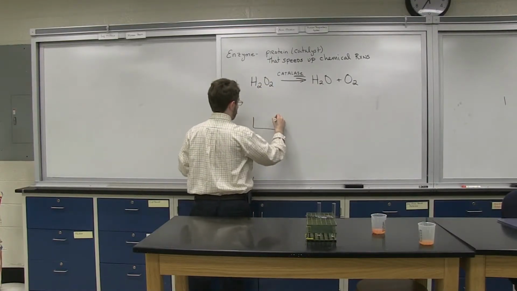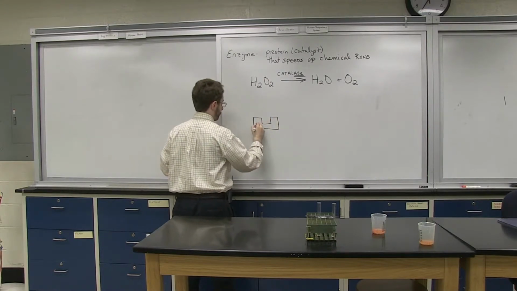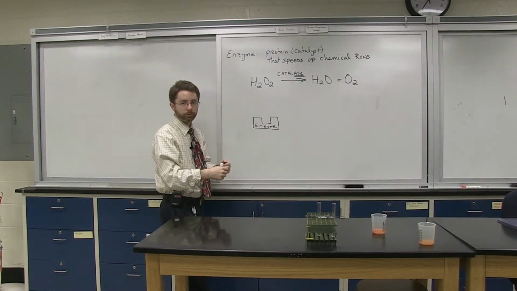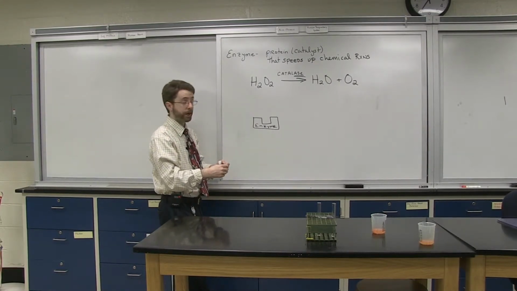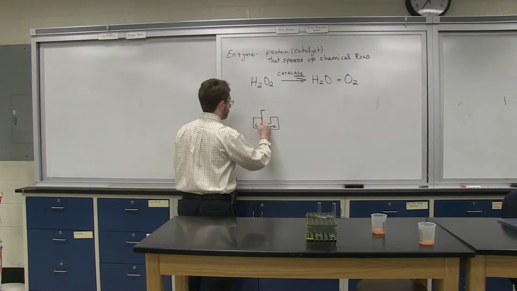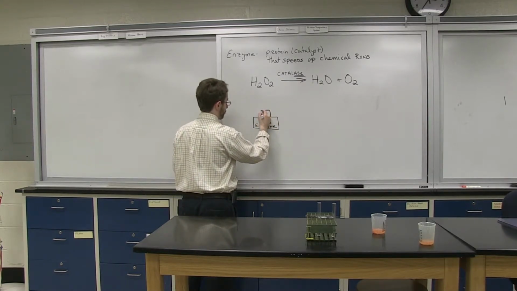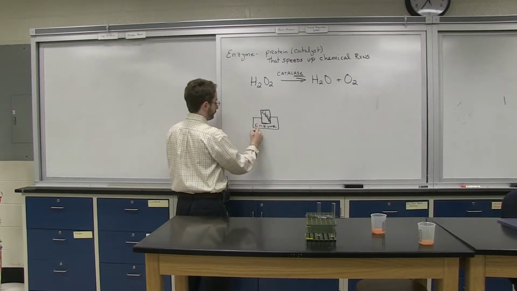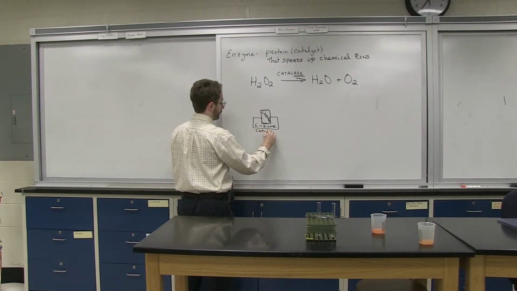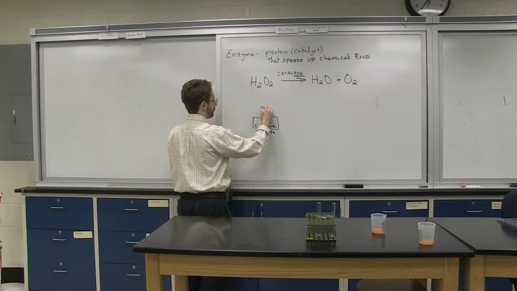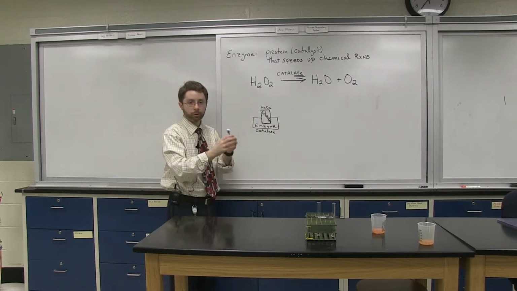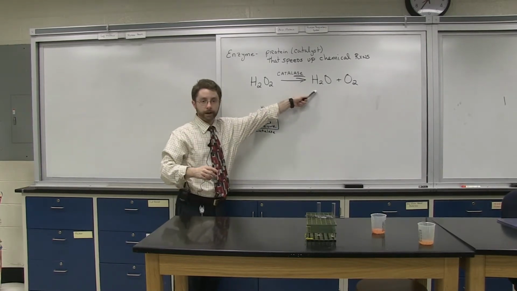So here's a picture of my enzyme. Now in order for an enzyme to function properly, it needs to have the correct shape for a particular substrate. So this is going to be my substrate. In this example, my enzyme is going to be catalase, and my substrate is going to be hydrogen peroxide. And when the enzyme and substrate have the correct shape, the reaction can proceed.